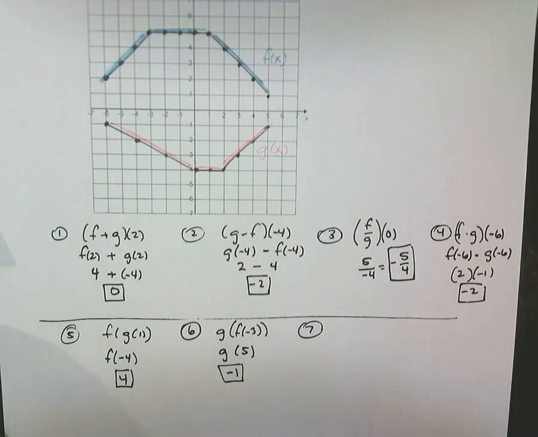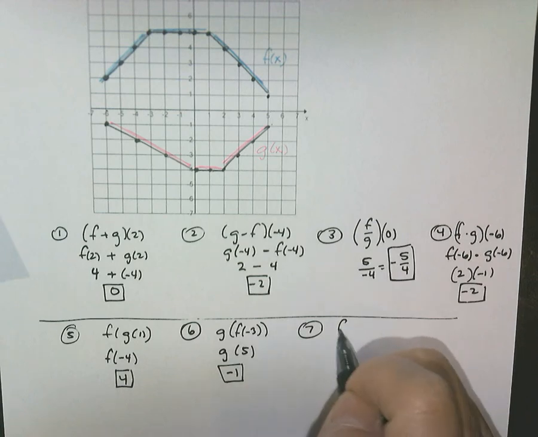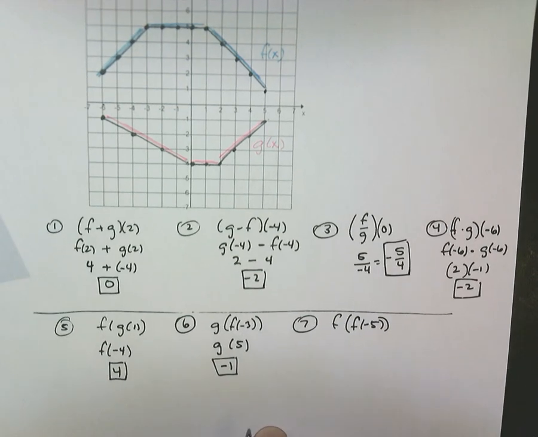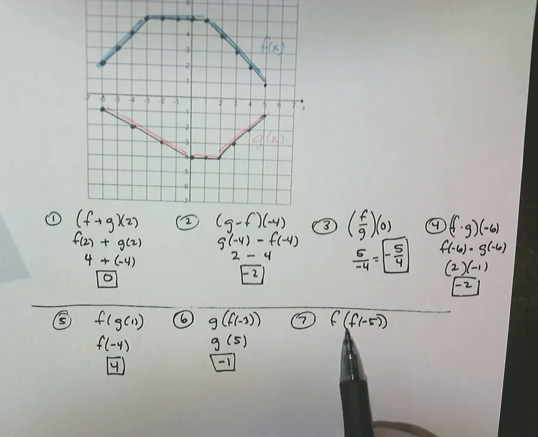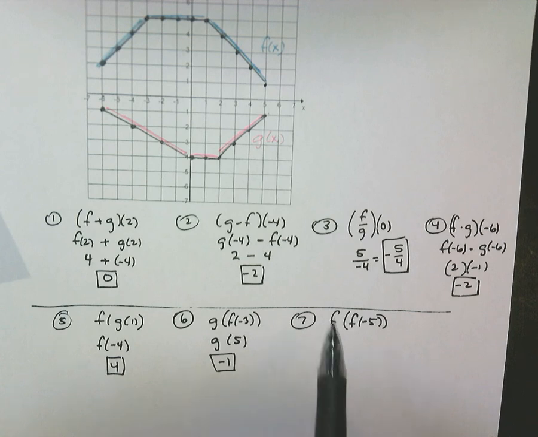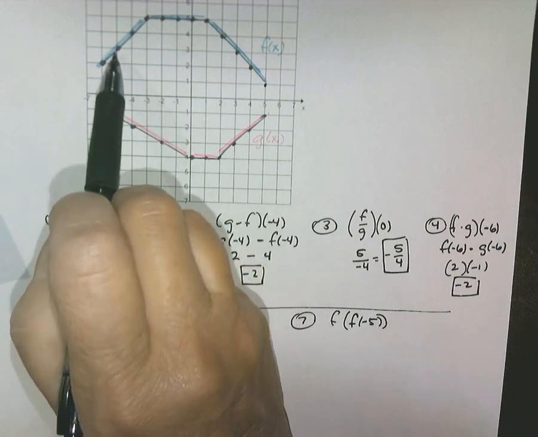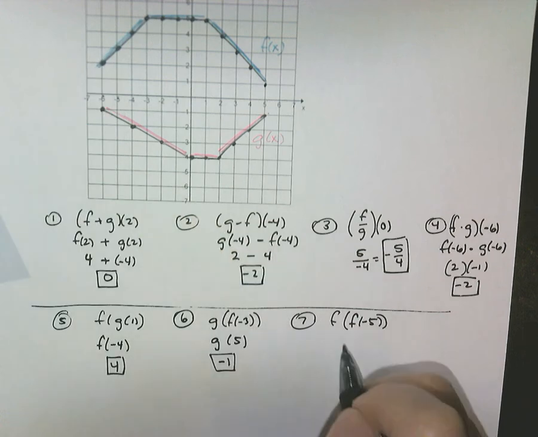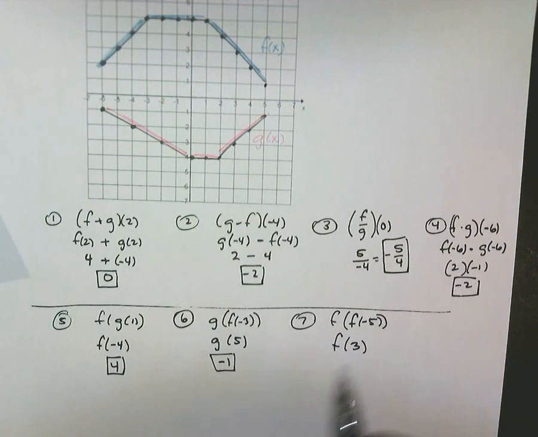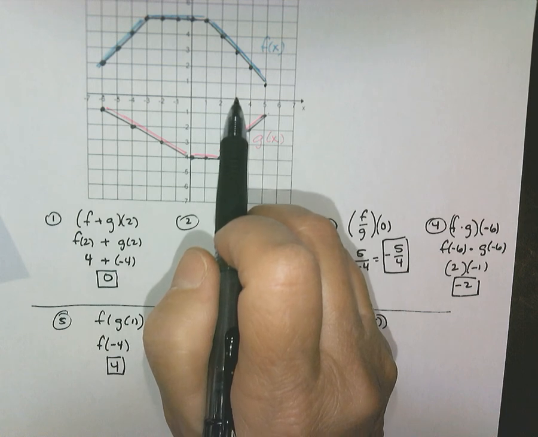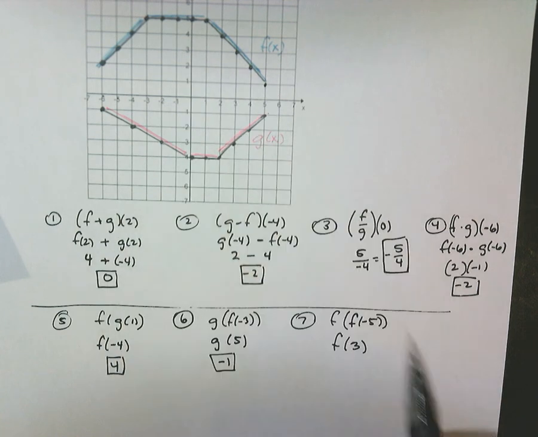The seventh one I want to do is f of f of -5. Well, that's different. Still possible though. That just means I'm taking a function value, plugging it back into the function. So I want to first find f of -5. Here's -5. F is the blue one. I get 3. So f of -5 is 3. So then I want to find f of 3. Come here to 3. Go up to the blue one. I get f of 3 equals 3.